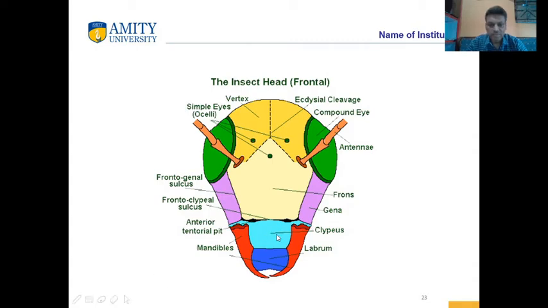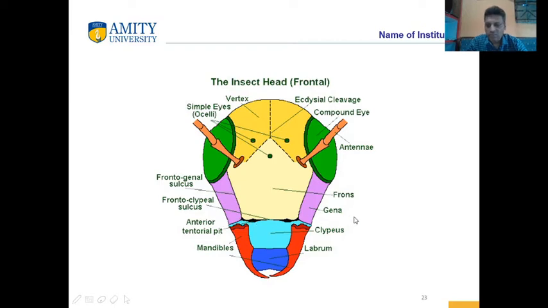The clypeus is below, and the lower lip is called the labium, and the upper lip of the insect is called the labrum. The inner part, which is not visible, like the tongue of the insect, is called the hypopharynx. The mandibles are the jaws of the insect on both sides, in red color.